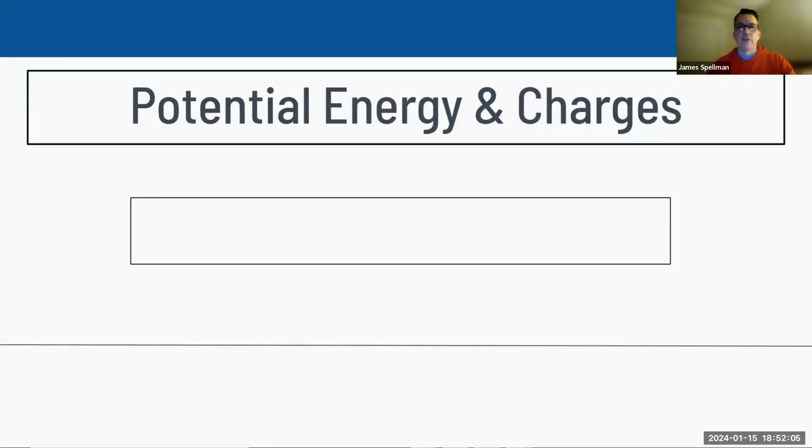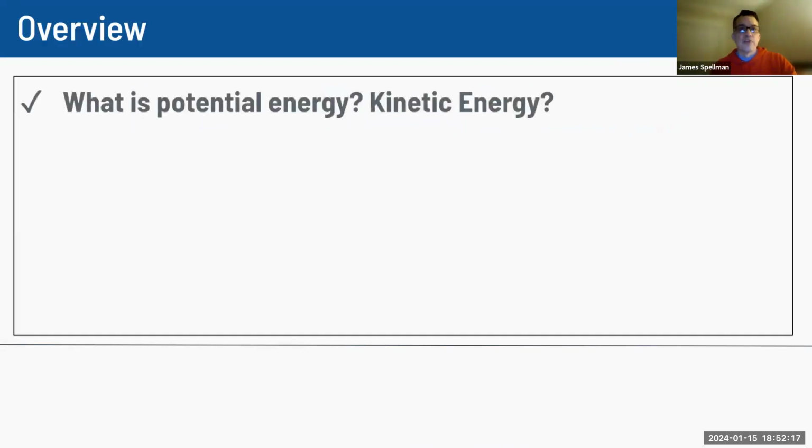And we're back. I think this is the last part of our unit for the test coming up. And as it says in the title, potential energy and charges. I got nothing clever to put on the front of this part. So what are we doing on this one?